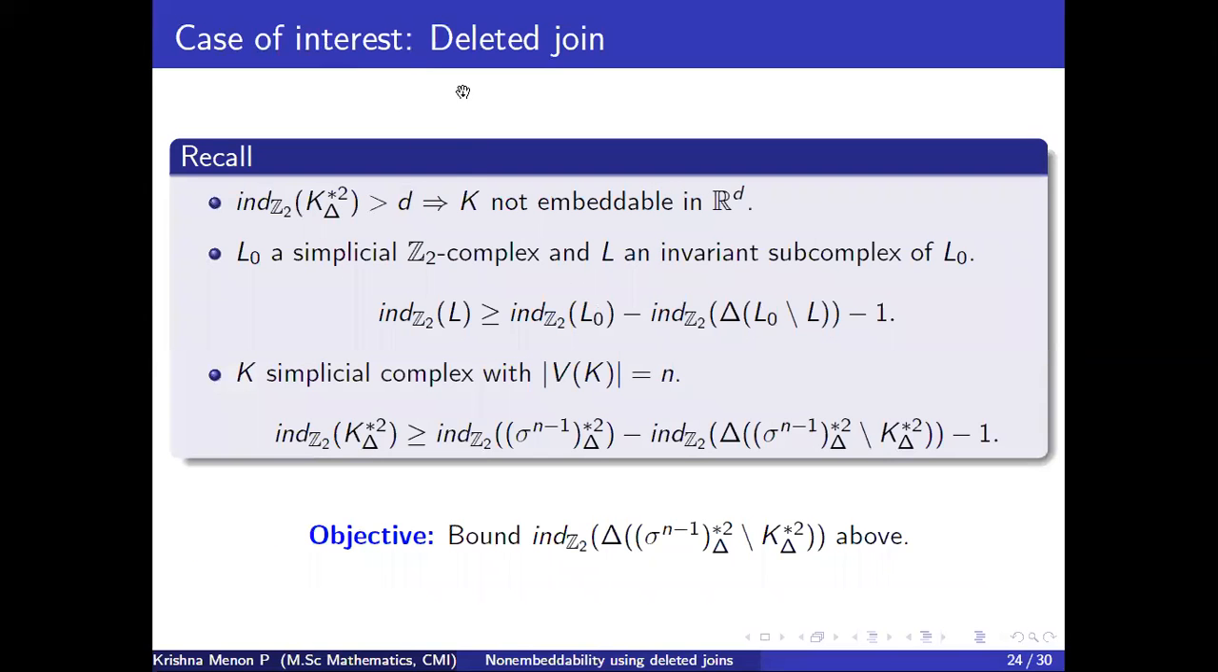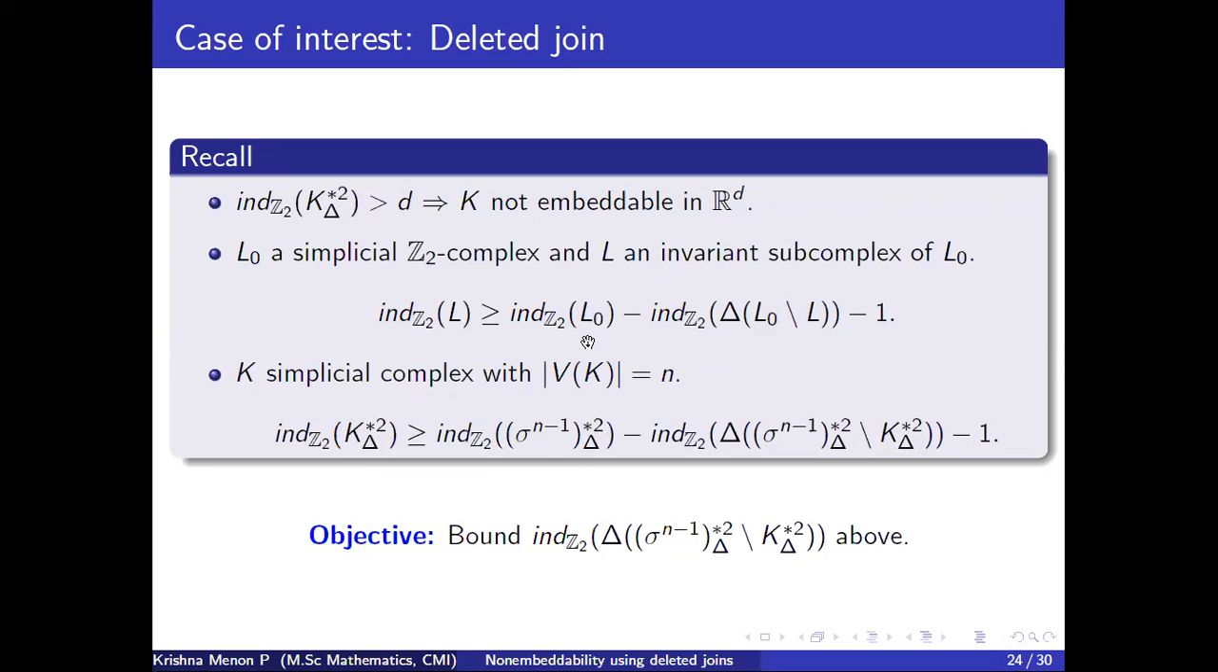Okay, so let's go to a case of interest, the deleted join. So in Sarkaria's inequality, which is this thing, we want to put L equal to the deleted join of K, right, to use our non-embeddability. So the question is, what will you choose as L naught? Now, if K has n vertices, that means K is a subcomplex of sigma n minus 1, right? So in particular, the deleted join of K is a subcomplex of the deleted join of sigma n minus 1.